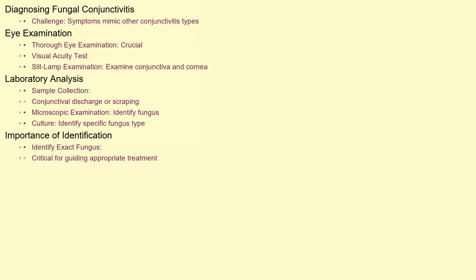It's important to seek prompt medical attention if you experience any of these symptoms, especially if you suspect a fungal infection. Diagnosing fungal conjunctivitis can be challenging as its symptoms can mimic other types of conjunctivitis. A thorough eye examination is crucial, including a visual acuity test and a slit lamp examination to closely examine the conjunctiva and cornea. To confirm the diagnosis, a sample of the conjunctival discharge or a scraping of the conjunctiva is typically taken for laboratory analysis. This sample is then examined under a microscope and cultured to identify the specific type of fungus causing the infection. Identifying the exact fungus is critical for guiding appropriate treatment.